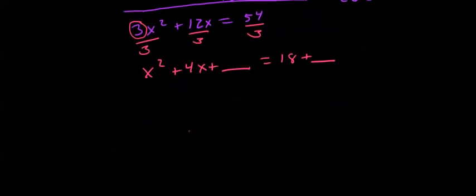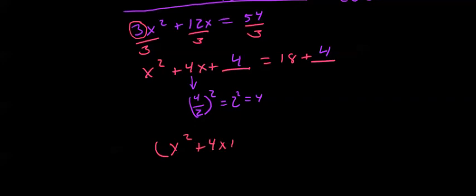Then the rest of this is like yesterday. We take half of this number, divided by 2, square it, and we add it to both sides. So now I have x squared plus 4x plus 4 equals 22. Really didn't need the parenthesis there. We factor: x plus 2, quantity squared, equals 22.